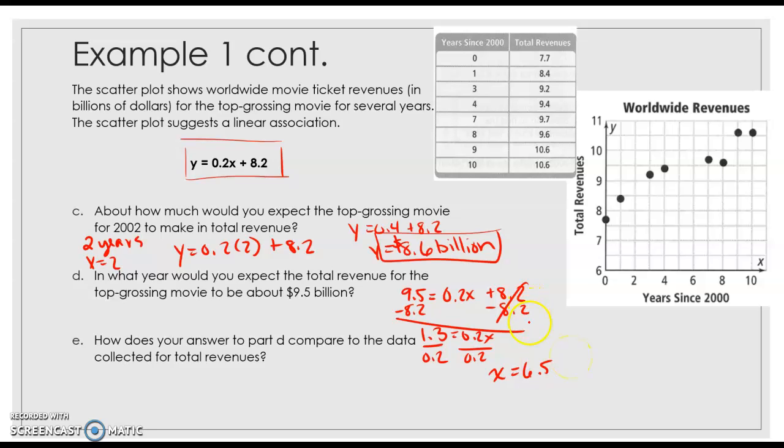So then we're going to approximate it. That would round up to 7 years. And so we would expect 9.5 billion in the year 2007. 2007 would be the year that we're expecting. Now, the next question asks, how does our answer compare to the data collected? When we look at year 7 here, they got 9.7.